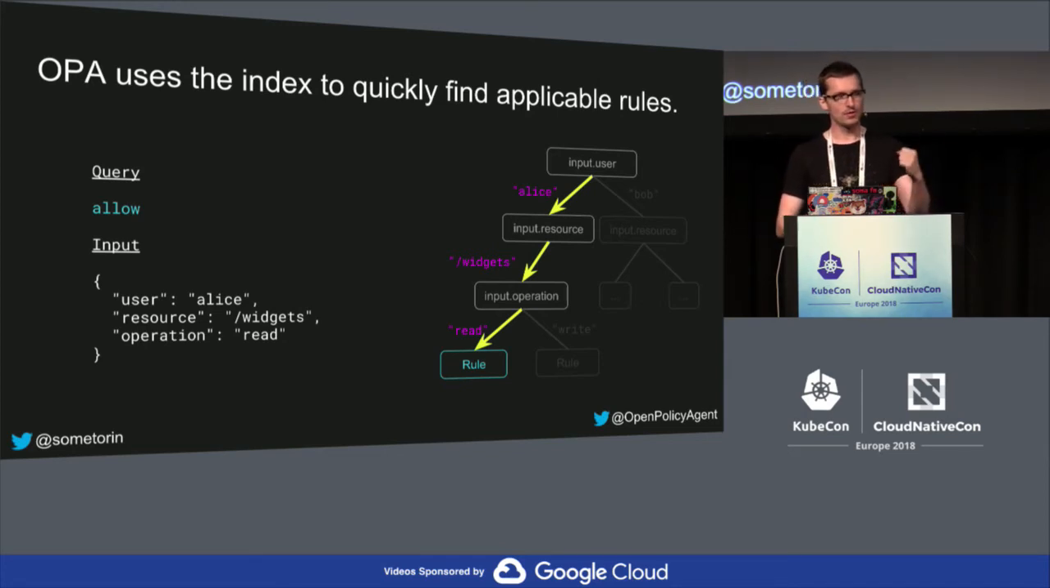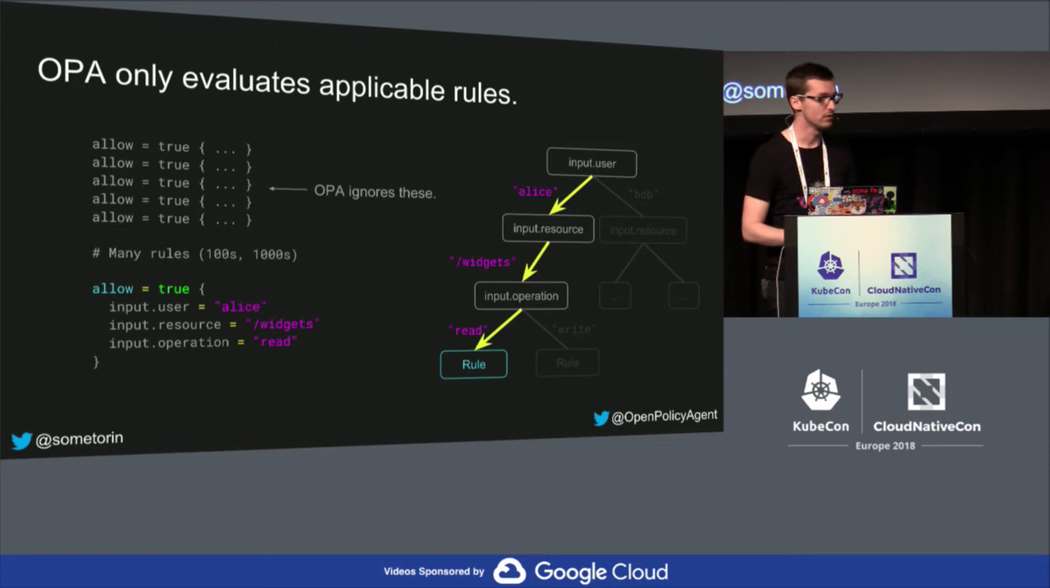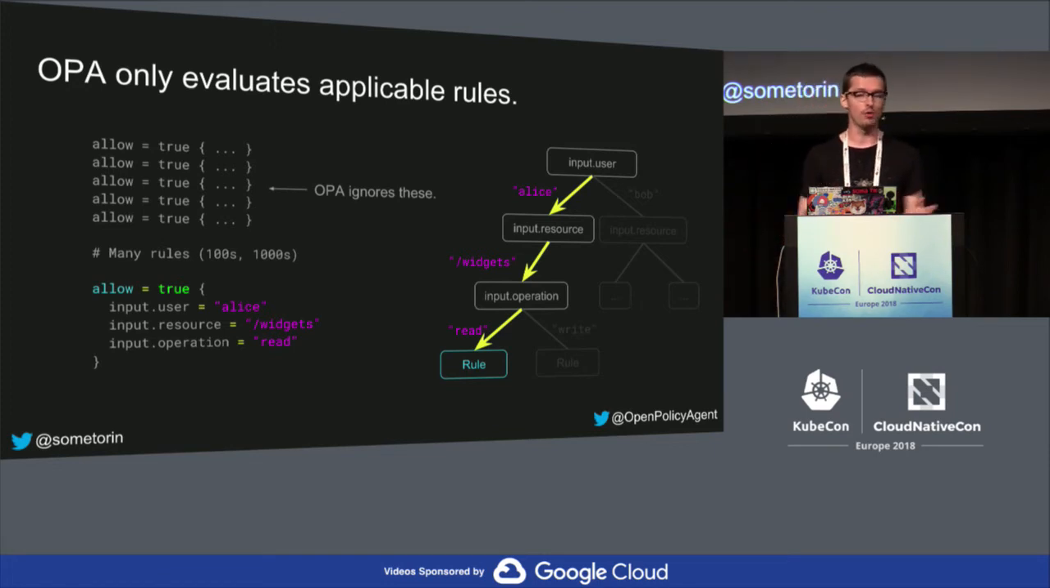So when your service queries for the value of allow, it's going to supply the input like the user and the resource and the operation. And then OPA is going to use that to quickly find all the rules that could possibly apply. And then what happens is that OPA just evaluates those. And when it does that, it can skip all the other rules that don't apply to the input. So it can ignore those. So there could be hundreds or thousands of those rules, and OPA doesn't have to care. It just skips right to the one that matters, it evaluates that, and it's done.